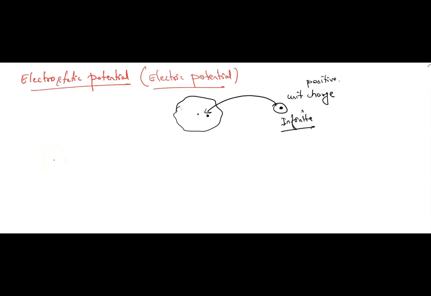Children, electric potential SI unit. So what is the unit of potential? Okay, for electric potential, that is volt. What is the symbol? Volt is capital V. And electric potential symbol is small letter v. Okay, electric potential is small letter v and volt is capital V.